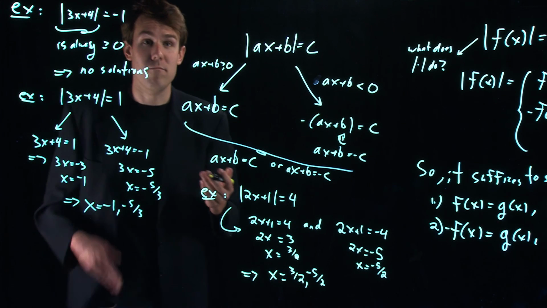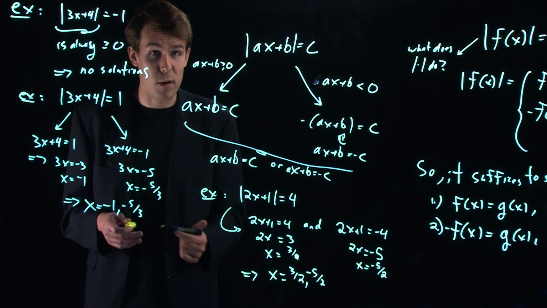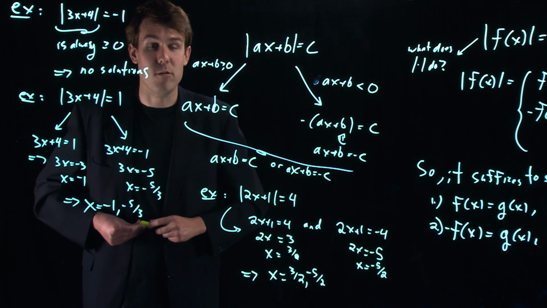This is very typical to, again, have two solutions to an absolute value problem. So if you're doing this on the CLEP, you should expect to have two solutions.